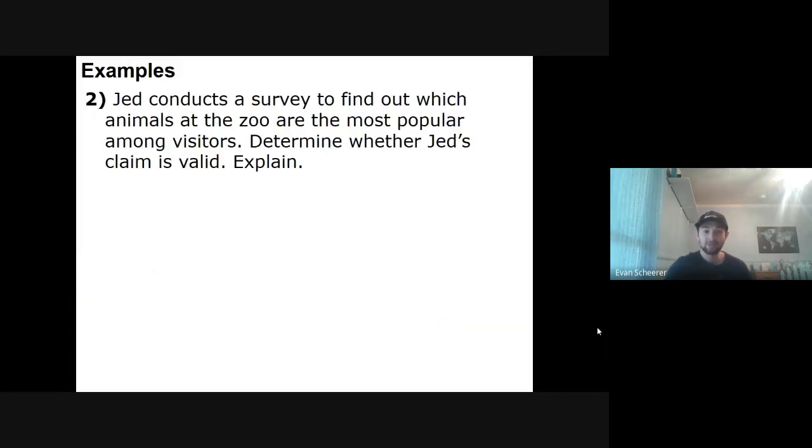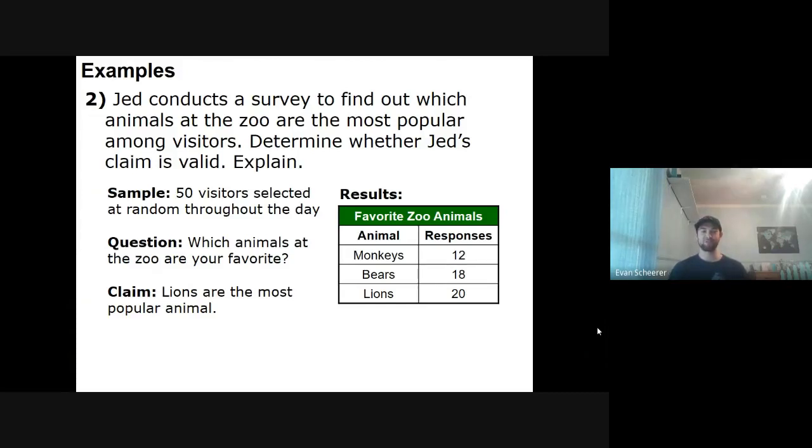So for this next one, Jed conducted a survey to find which animals at the zoo are most popular. So he picked 50 visitors at random throughout the day. Asked the favorite zoo animal, concluded lions are the most popular. 12 monkeys, 18 bears, 20 lions, right? So since lions had the most, we can conclude that this is valid. Yes, because the sample's random. Didn't pick people outside the monkey house, picked them randomly throughout the entire zoo, right? And picked 50, which is a lot. So therefore, this is random, so the claim is valid.